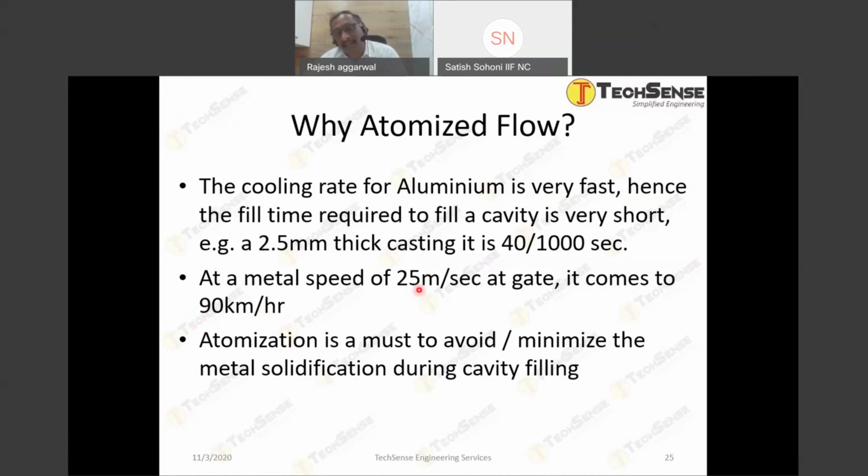And if you are filling the casting at 50 meters per second at the gate, you can imagine the speed will be 180 kilometers per hour, double of this straight away, right? So we have to be very, very careful. If we are trying to feed the liquid metal inside the cavity at 50 meters per second or 180 kilometers per hour, you can imagine what is happening inside, right? So that's the reason atomization is a must to avoid or minimize metal solidification during cavity filling.